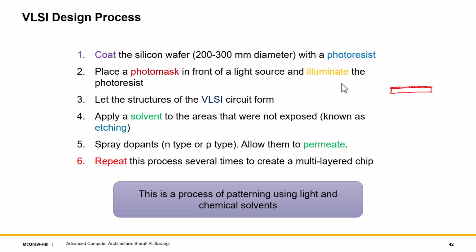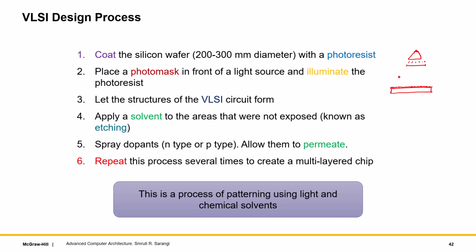So what happens is that we coat it with it, and then we have a light source. You put a mask over here, so the pattern gets printed on the photoresist. This is an optical pattern, but the photoresist is something that reacts with light. So then structures on the VLSI circuit form.